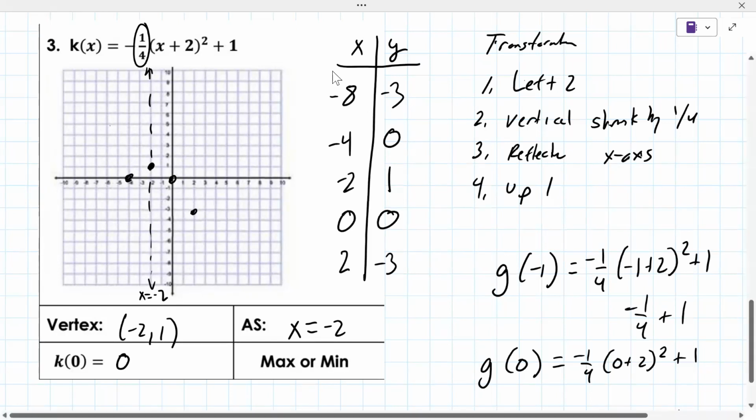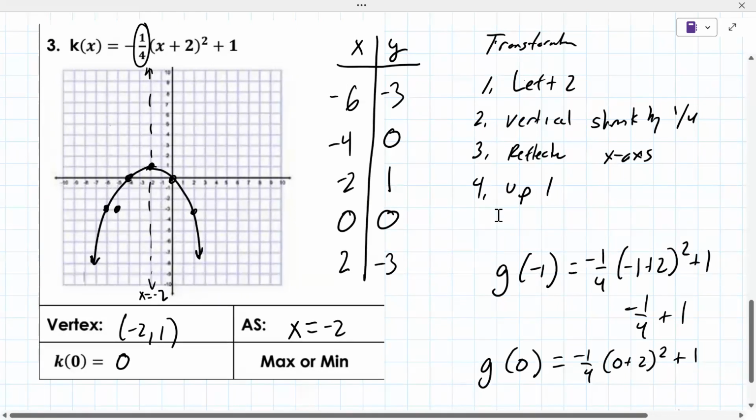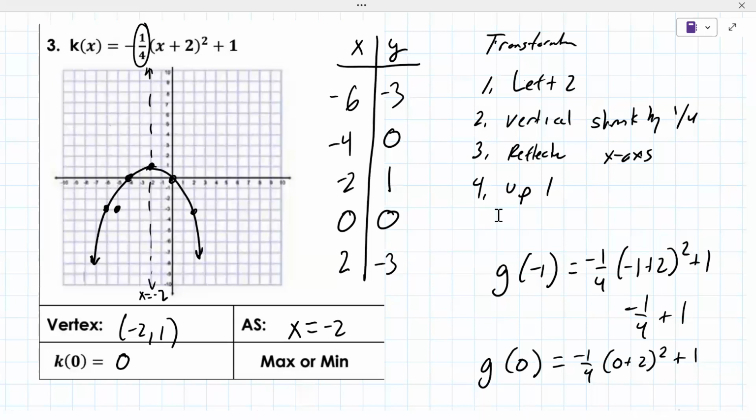Oops, I let you go out too far. That should have been -6. -3. All right. Like that. And then you draw something smooth, with some arrows. Does this have a min or a max? This would have a max. Got it.